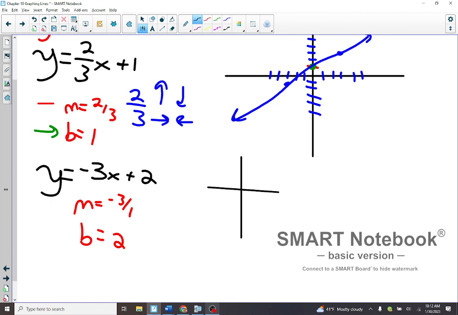What did you say? So you go down 3 to the right 1. You go down 3 to the right 1, right? No. Before you do that, how do you start off? You have to get your starting point. Up 2 on the y-axis.